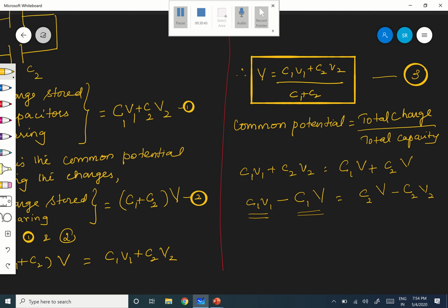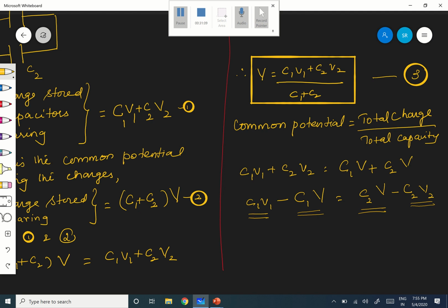C1V, what is it? It is the charge stored by the first capacitor after sharing. Okay, therefore, now what is this? That should be equal to C2V minus, this is the charge stored by the second capacitor after sharing. Which means that from this, what do you understand? This is the charge on the second capacitor before sharing.